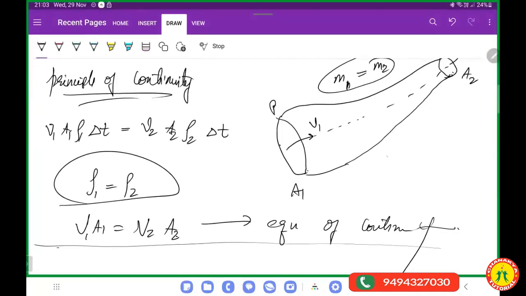Any question here? So the density is the same too, right? Yeah, because it is the same fluid, whatever it is.